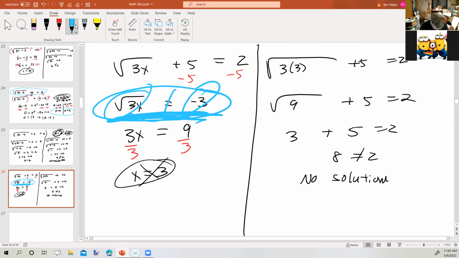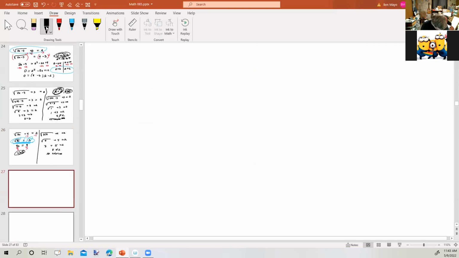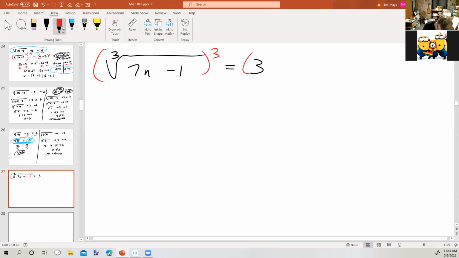Okay, let's take a look at this one. The cube root of 7n minus 1 equals 3. So I've got one radical and it is isolated, but it's a cube root. So now I'm going to cube both sides.